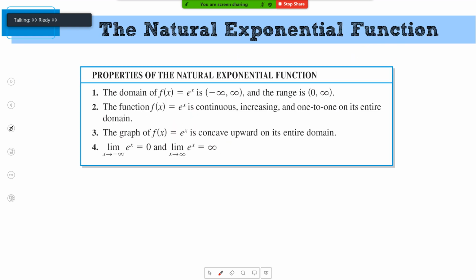What else we got here? There we go. Always increasing. It's 1 to 1. It's concave up. And the limits, if you look at the graph, you could see those limits would make sense. As you go very far to the left, it's going to reach 0. And if you go very far to the right, it's going to continue going up and up and up to get infinity. Okay.